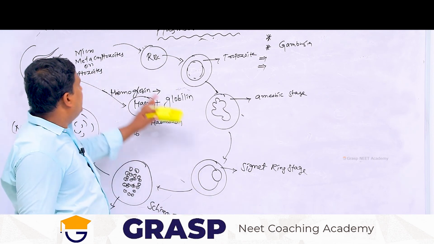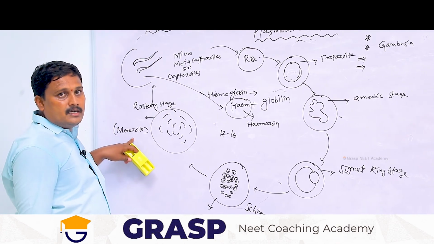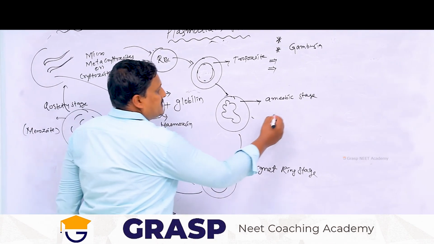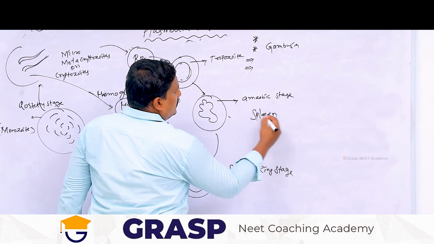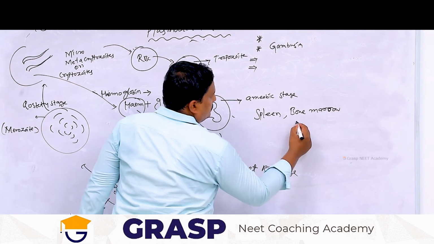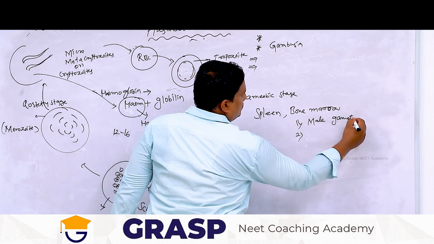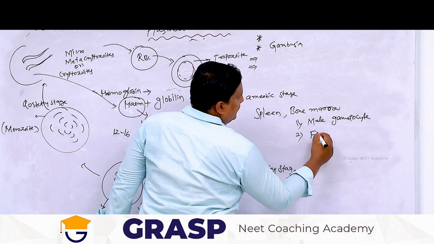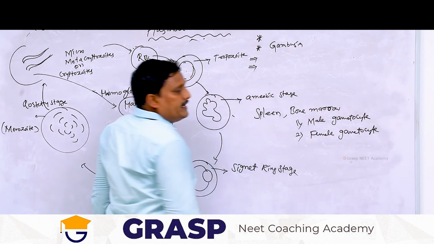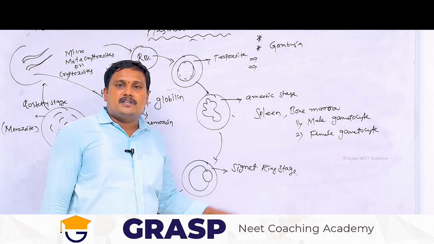Here, with the repeated division of the merozoites, some of the merozoites reach the spleen as well as the bone marrow, and they develop into male gametocytes and female gametocytes. The male and female gametocytes circulate in the malaria patient's blood.